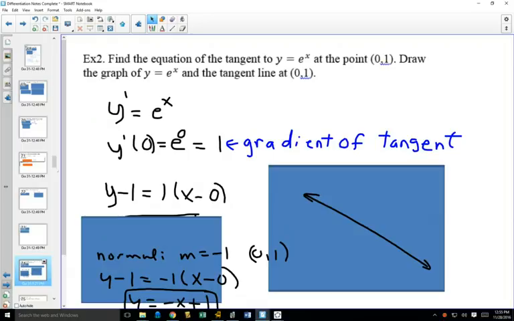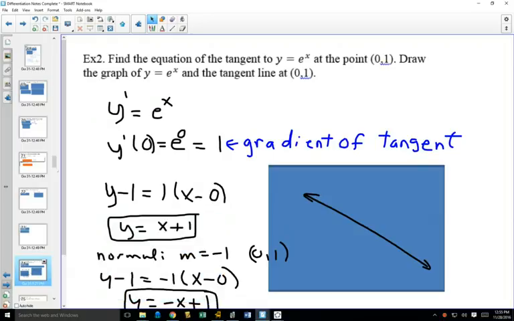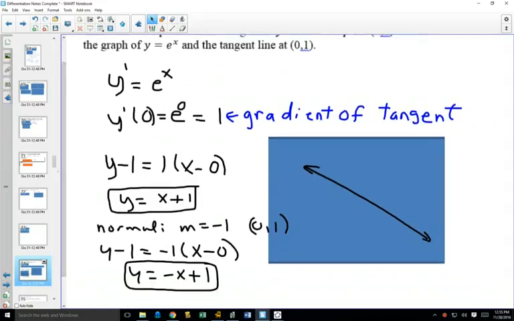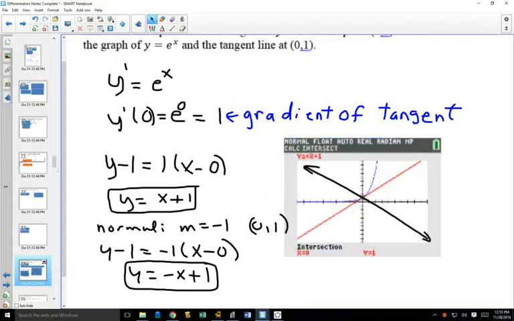We can put that into our point slope form of our line. And here we would have our equation of our tangent. If we wanted the equation of our normal as well, then the slope would be -1. And here's just a graphical picture. The blue graph is e to the x. The red graph is our tangent. And the black graph is our normal.